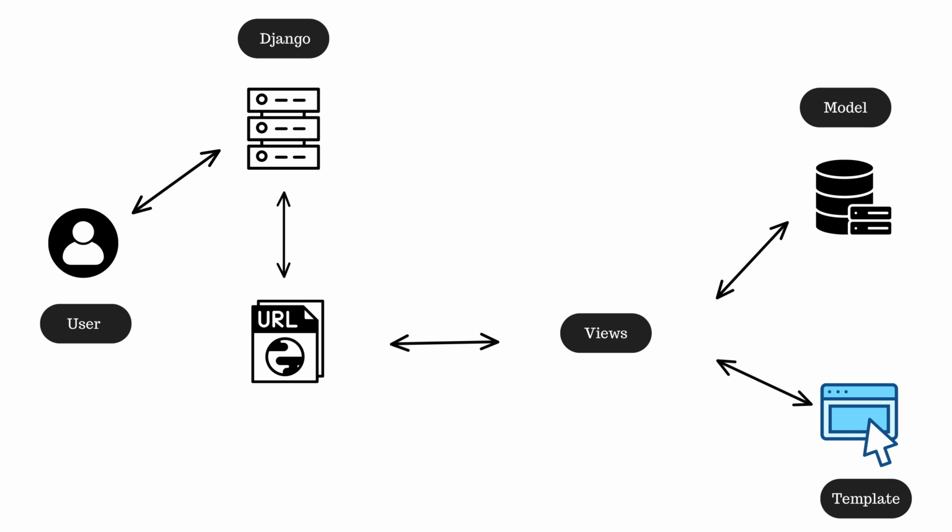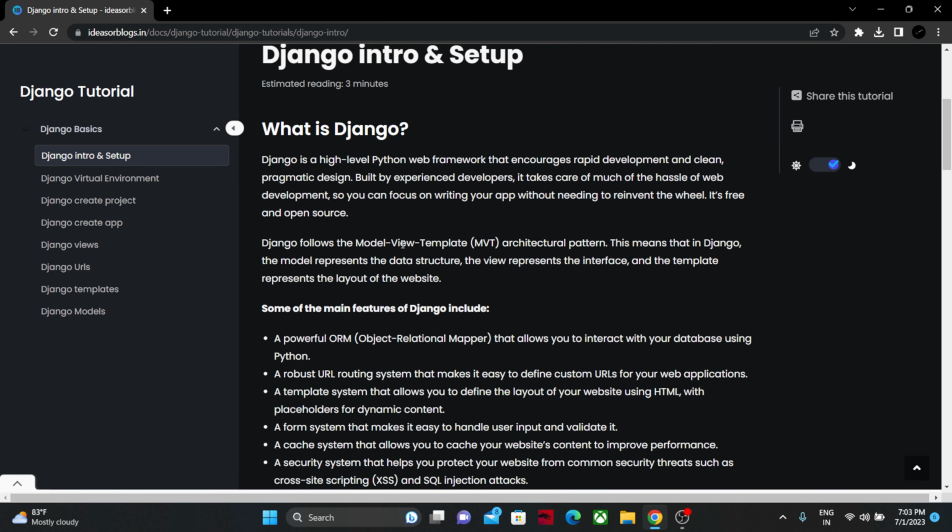Django follows the Model View Template (MVT) architectural pattern. This means that in Django, the model represents the data structure, the view represents the interface, and the template represents the layout of the website.